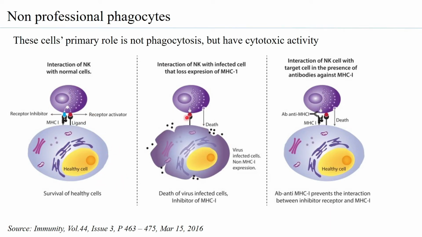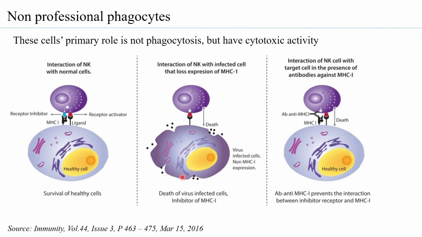However, if MHC is not present in a cell, then the NK cell has only the activator receptor binding to the ligand, and because that happens, you have the perforins and the granzymes being released, and that eventually leads to the death of the cell. So this is how it is cytotoxic.